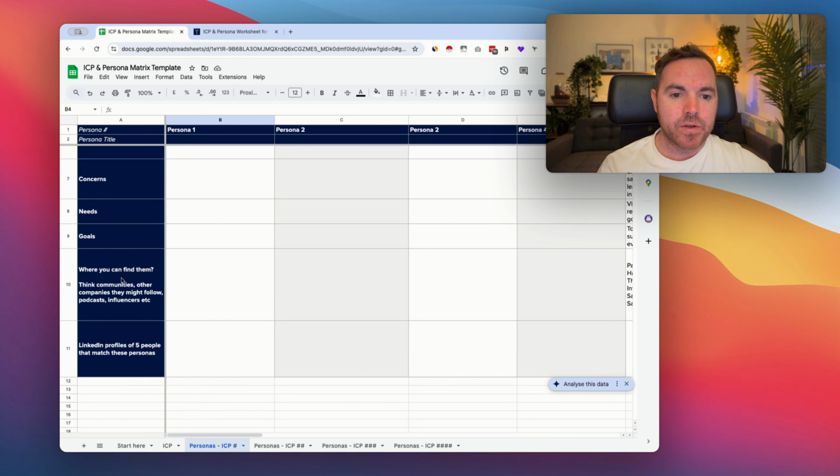So the last couple of boxes here are where can you find them? So think about what communities, podcasts, or influencers they follow. This is useful for potentially looking at signals and triggers to leverage, and also for paid targeting for your marketing team to work through. And then LinkedIn profiles again. Go and put in the LinkedIn profiles of at least 5 of these people that match this persona.